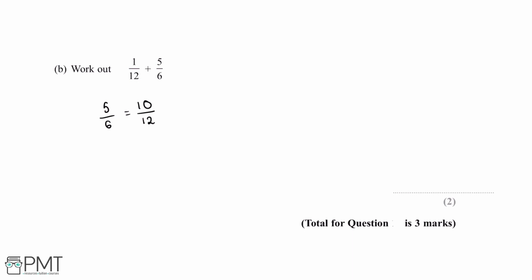Now both of these fractions are equal because we double both the numerator and the denominator. And now what we can do is add together these two fractions. And when adding fractions, we add together the numerators and we keep the denominator the same. So therefore our final answer is 11/12. And this question's worth 2 marks. We'll get our first mark for finding a common denominator for both of these fractions. And we'll get our second mark for the correct answer.